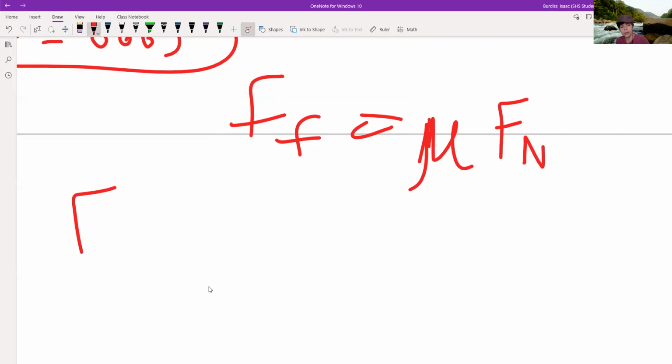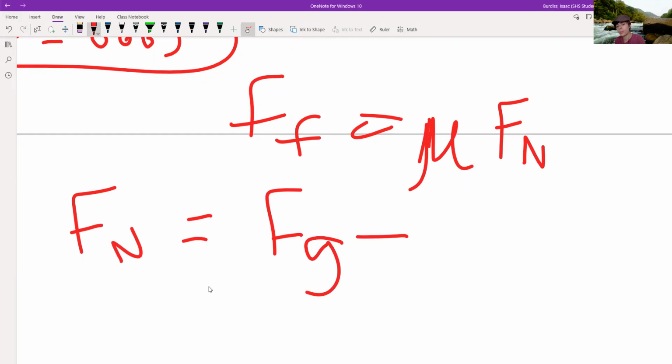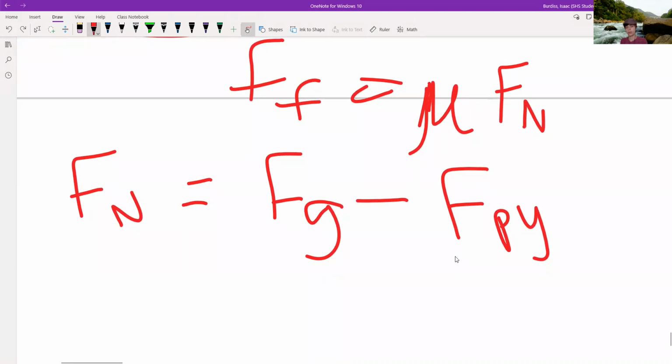But how do we find Fn? We'll have to subtract the other forces, it's equal to the other forces that are in the y direction, which is Fg, but also Fpy. And the mg, you have to do minus Fpy, because that's the other y direction force. And that is sine because opposite is sine, not adjacent.